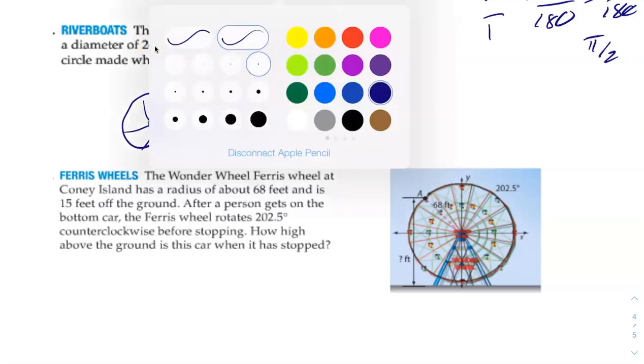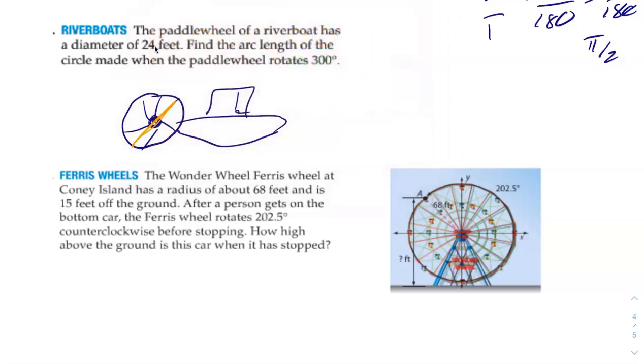Diameter is 24 feet. So the diameter of this guy is 24 feet. It rotates 300 degrees. Okay, so we know that. Let's find the arc length of the circle made. So arc length, as we talked about, L equals r theta. I just need two things. I need the r, the radius, and I need the theta, but in radians. So we have a couple problems here. I have the diameter. I need the radius. So that's 24 feet, so the radius must be only 12 feet.